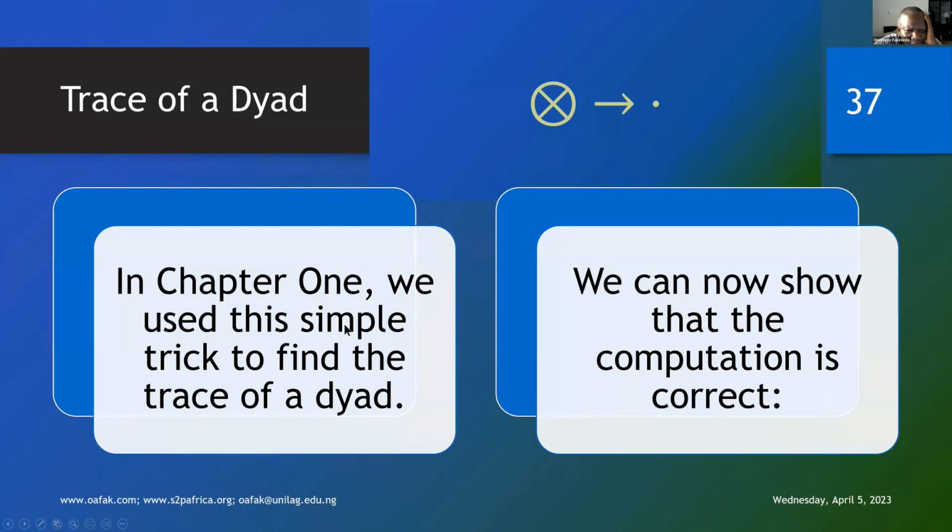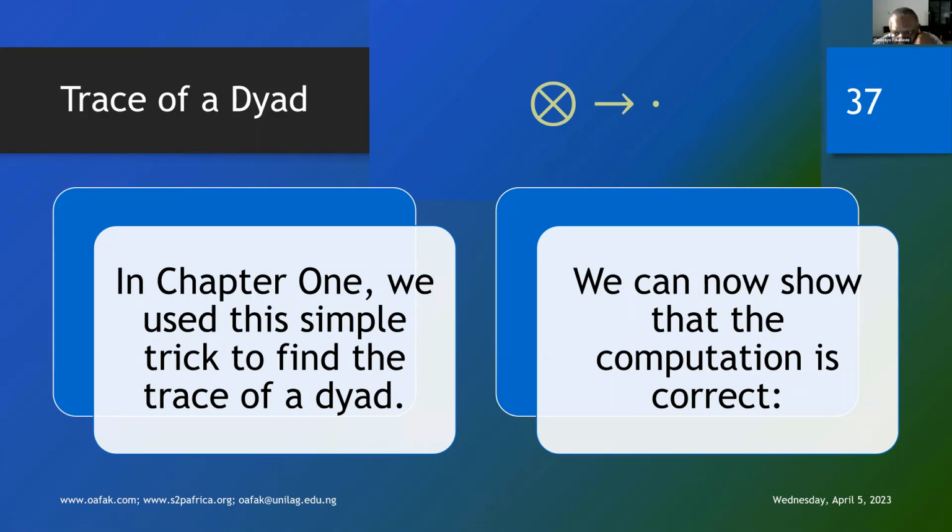In chapter 1, we use this simple trick to find the trace of a dyad. A dyad has a circle times. If you change that circle times to dot, you are getting the trace. To get the trace of a dyad is very easy. Take the tensor product inside it and change it to dot. Then what you have left is the trace of the dyad.